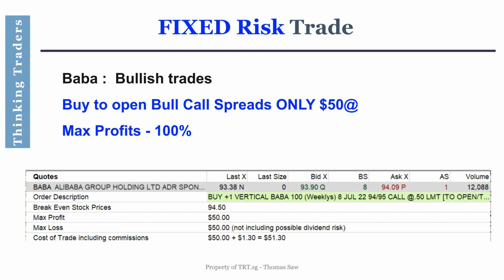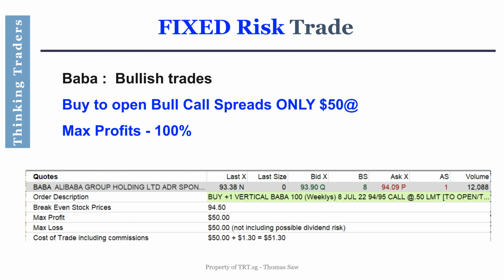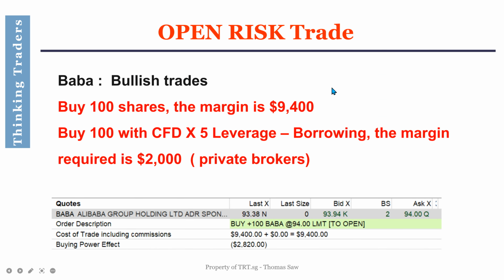What do you mean by risk less, make more? Look carefully. Your maximum profit for this trade is $50. Your maximum loss is $50. Your return over risk is 100%. For your shares to double, to make 100%, the Alibaba share price must go up to $1,888.